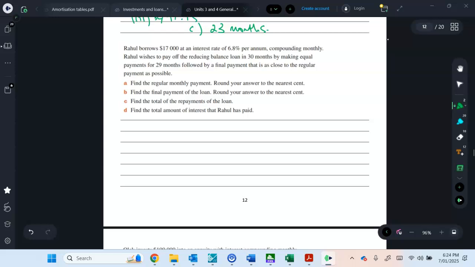Alrighty, moving along. Rahul borrows, let me just highlight. So this is a loan this time, $17,000 at an interest rate of 6.8% per annum compounding monthly. He wishes to pay off the reducing balance loan in 30 months. There's only one type of loan with compound interest, so that's reducing balance. It's all in your notes anyway. And I'm not going to refer to the notes. We've gone through them enough in the previous videos, but you should be using them as well. By making equal payments for 29 months followed by a final payment that is as close to the regular payment as possible. Find the regular monthly payment.